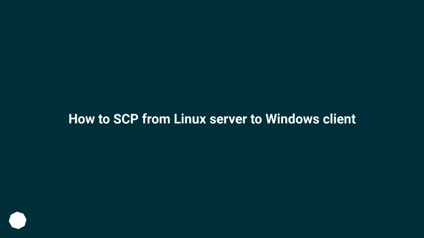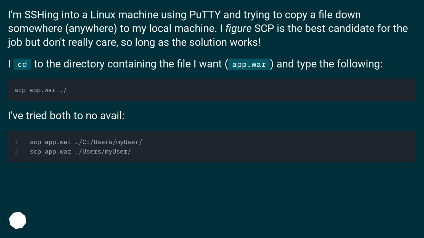How to SCP from Linux server to Windows client. I'm SSHing into a Linux machine using PuTTY and trying to copy a file down somewhere, anywhere, to my local machine. I figure SCP is the best candidate for the job but don't really care, so long as the solution works. I CD to the directory containing the file I want, app.war, and type the following.